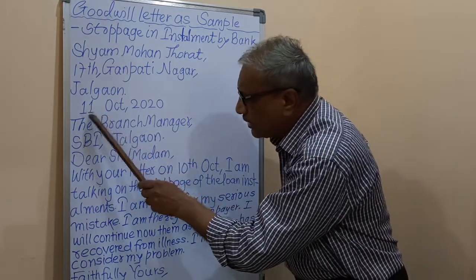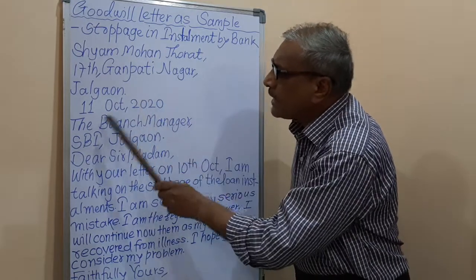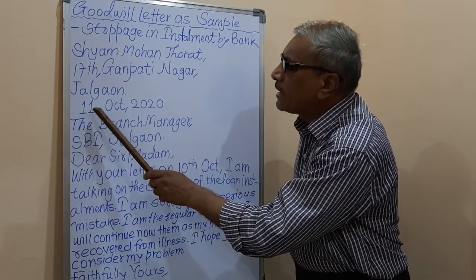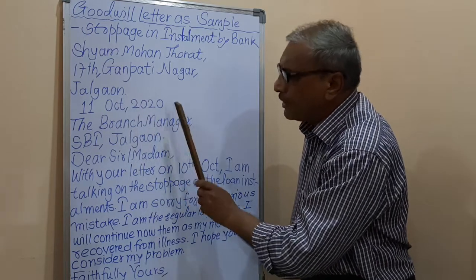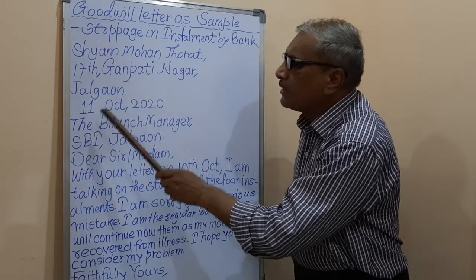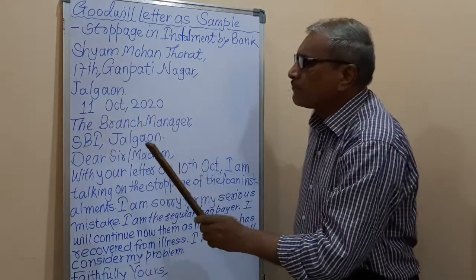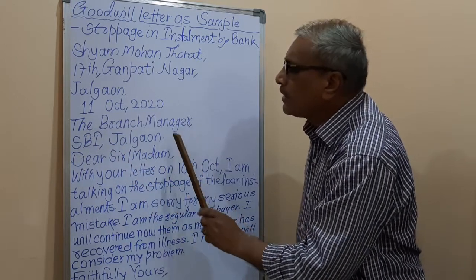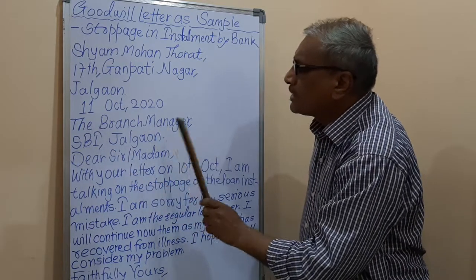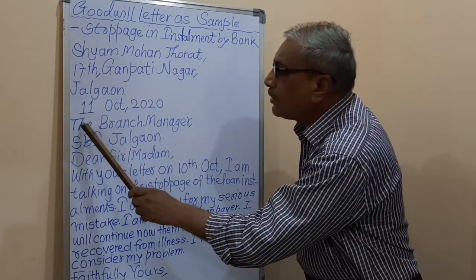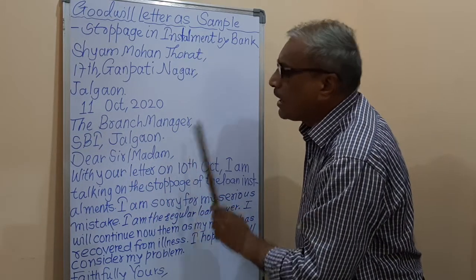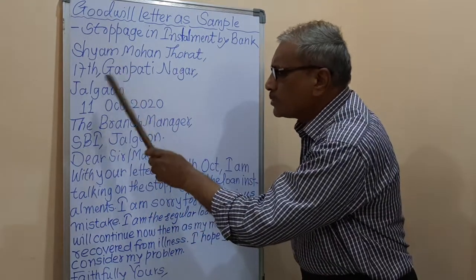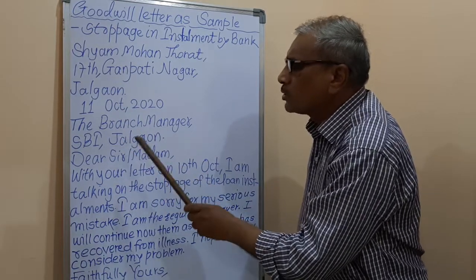Then we should write the date. The customer has also written the date on which he is writing that letter to the bank, and that date is 11th October 2020. So we should also write the date below the address. Now here is the address of the branch manager: the Branch Manager, comma, SBI, comma, Jalgaon. Remember, the customer lives in Jalgaon, and the bank is also in Jalgaon.